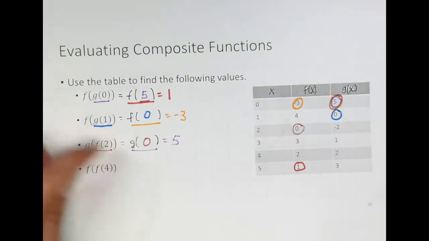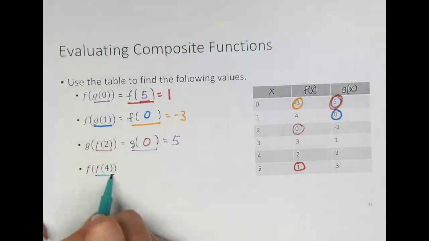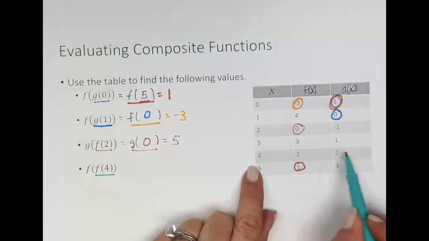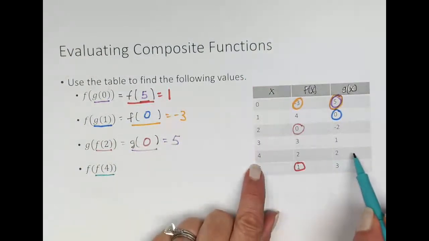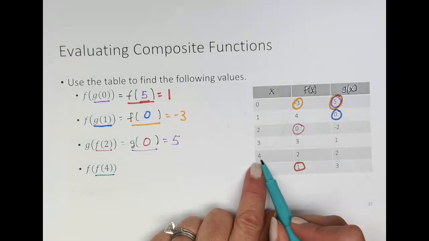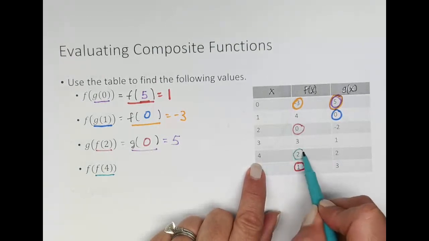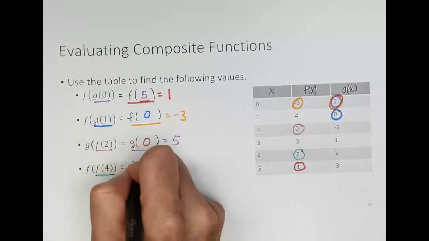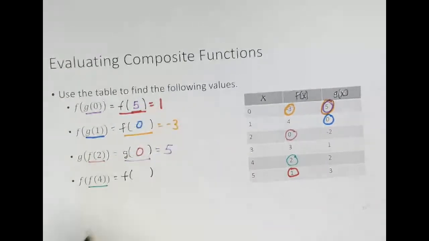Have we found f of 4 yet? No, let's see. Well, let's find what f of 4 is. I'm going to call it f of 4. We'll go over here to when x is 4. We're in this second to last row in the table. What is f when x is 4? It's 2. Okay? So f of 4 is simply going to be f of 2.